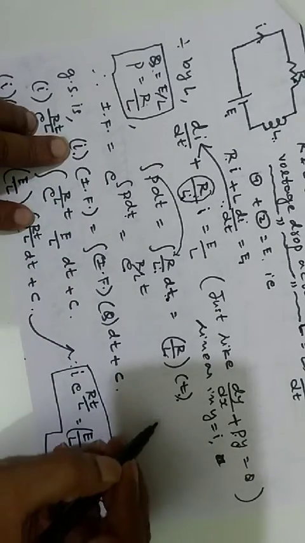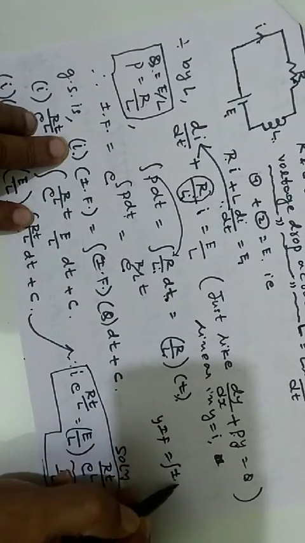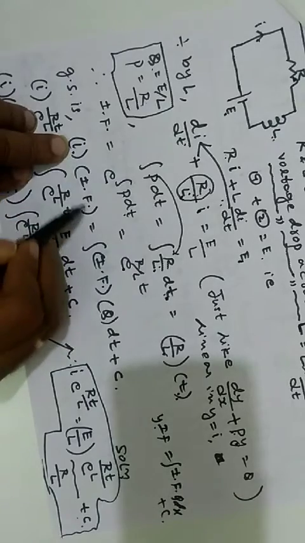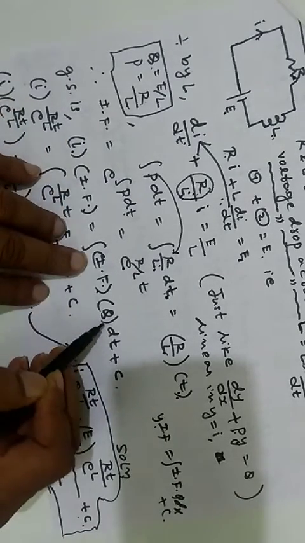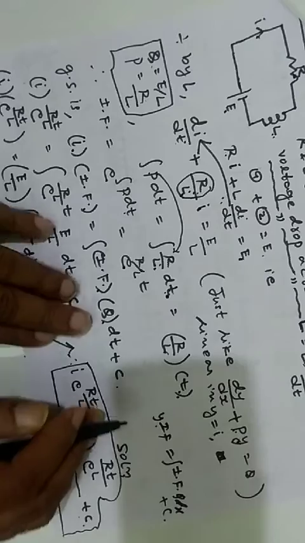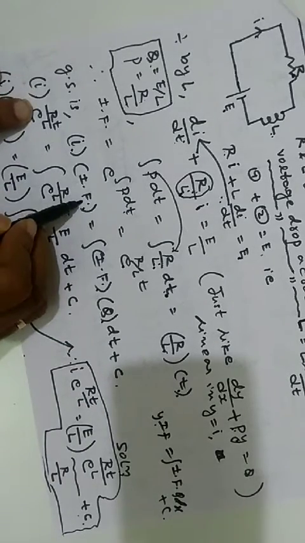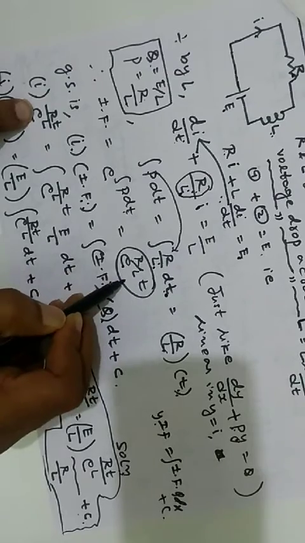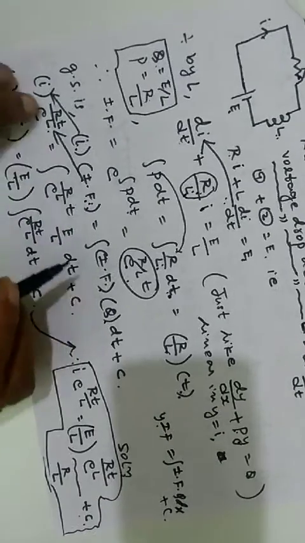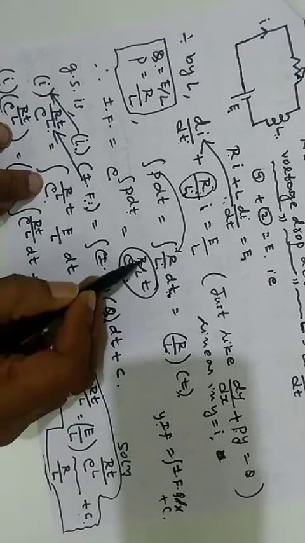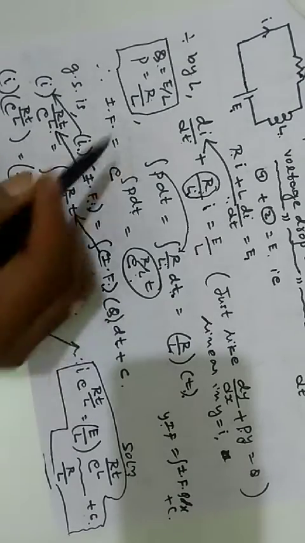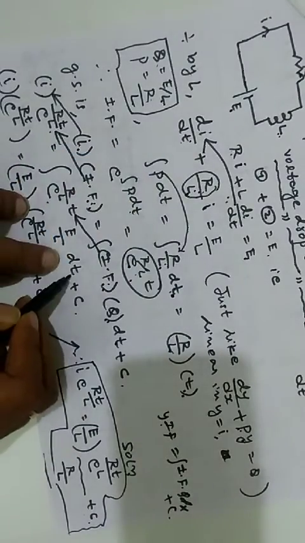The general solution is y into integrating factor is equal to integral of integrating factor into q dx plus c. In the same way, instead of y, we have I into integrating factor is equal to integral of integrating factor into Q, and instead of dx, you have dt because the variable is t, plus c. Now, I write that as it is. What is the integrating factor? E to the power RT by L. I into e to the power RT by L is equal to integral of e to the power RT by L into Q. What is Q? Q is equal to E by L, dt plus C.